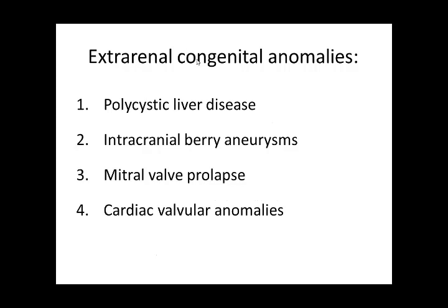So what are the extrarenal congenital anomalies that accompany that? Polycystic liver disease, intracranial berry aneurysms, mitral valve prolapse, and cardiac valvular abnormalities are there, right? So liver disease is there. In the brain, there are berry aneurysms, then there is mitral valve prolapse, and then there are other cardiac valvular abnormalities. Other than that, liver and brain are involved in polycystic kidney disease type 1, or adult polycystic kidney disease, right?